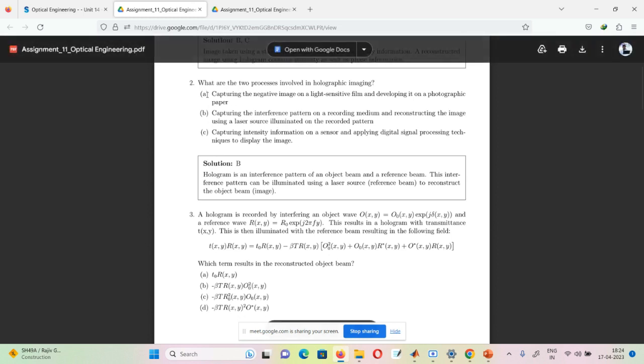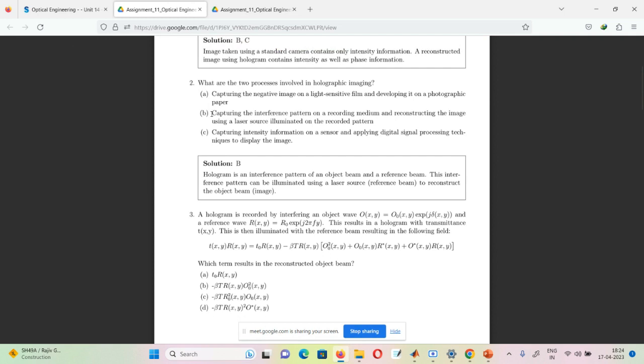Okay, these two things are actually normal photography. A and C are normal photography only. A is the normal film photography, and C is digital photography. And B, capturing the interference pattern in a recording medium and reconstructing the image using a laser source illuminating the recorded pattern. This is your hologram, holography. Okay, third one.